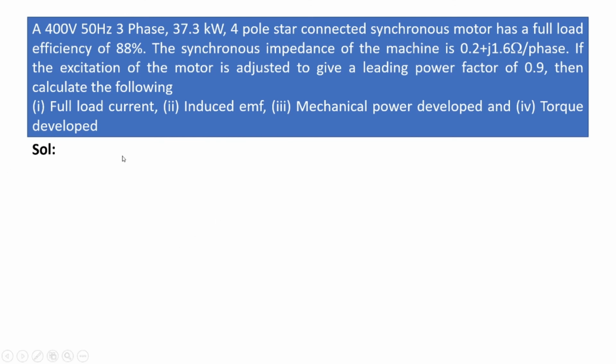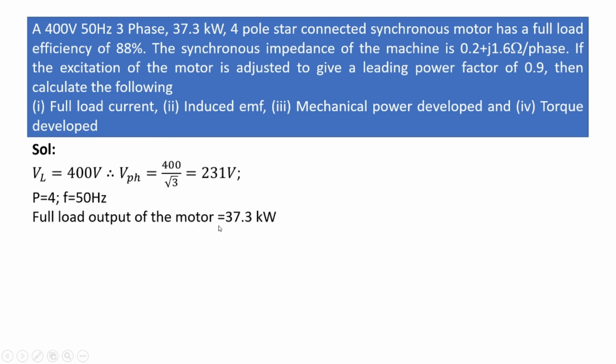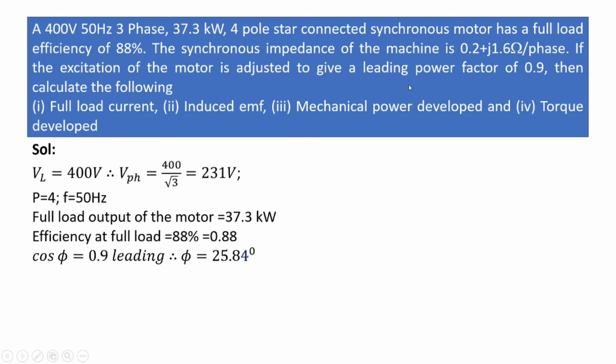Coming to the solution, here the line voltage is given as 400 volt, that we need to convert into phase value, which is obtained as 231 volt. Here the number of poles is 4 and frequency is given as 50 Hz. These parameters can be utilized in order to find out the synchronous speed of the machine. The full load output of the motor is given as 37.3 kilowatt, and the efficiency of the machine at full load is given as 88%, that is 0.88, and the power factor of operation is obtained by adjusting the field excitation as 0.9 leading.